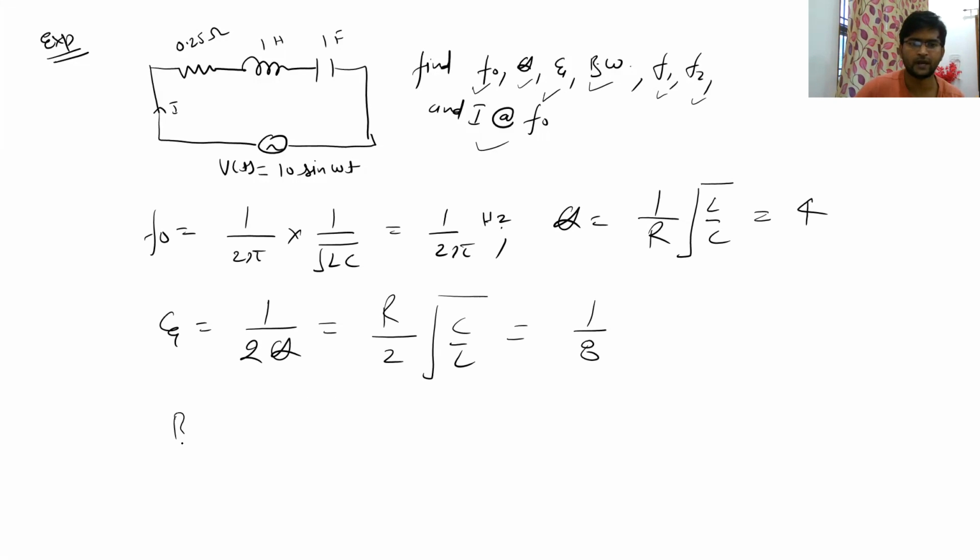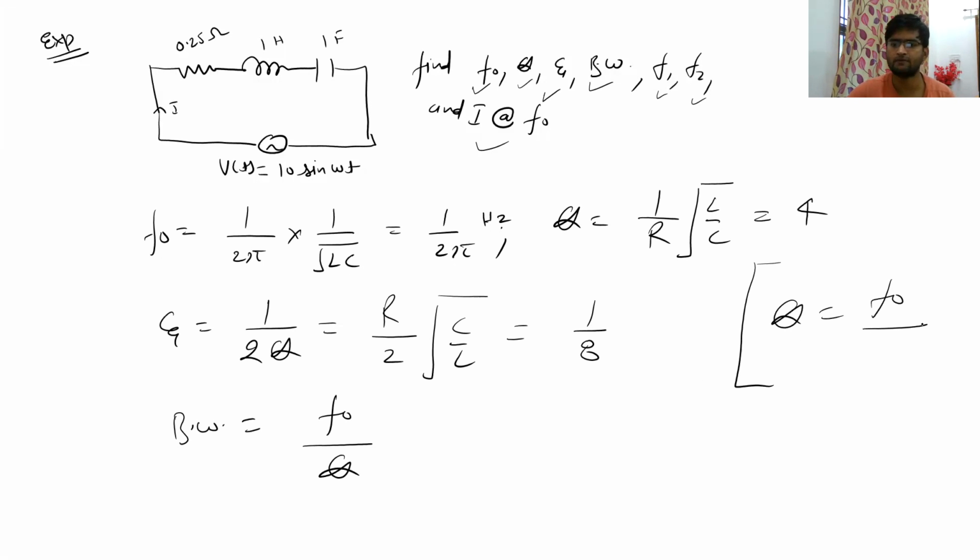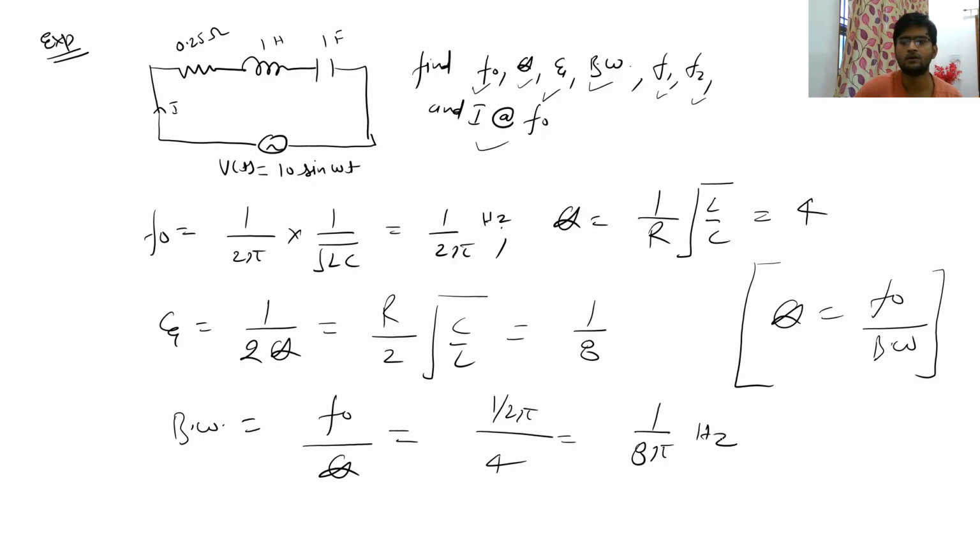Again, if we want to find our bandwidth, we already know that Q came out to be f naught upon bandwidth. So bandwidth is f naught upon Q. What is our f naught? 1 upon 2 pi. And what is our Q? It is 4. So our bandwidth will come out to be 1 upon 8 pi hertz.